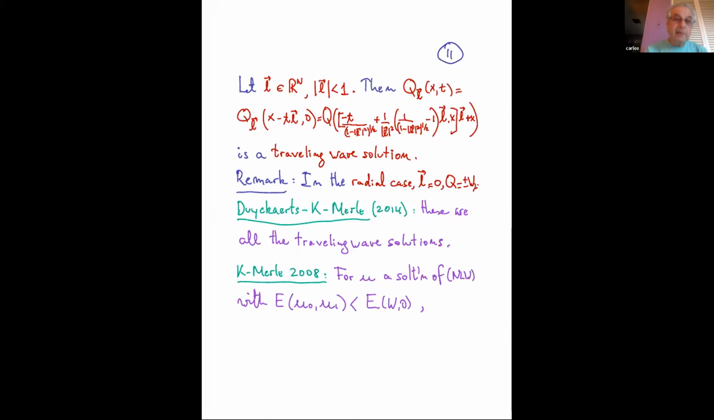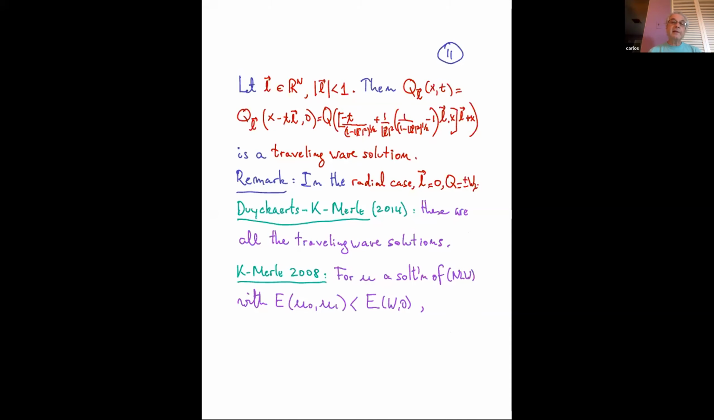And this study started with work that I did with Frank Merle already more than 12 years ago. And the result that we proved is, we called it the ground state conjecture. Other people call it the threshold conjecture.